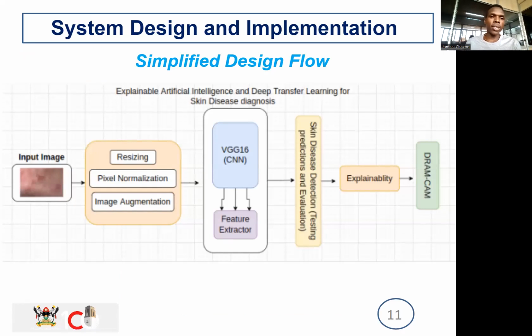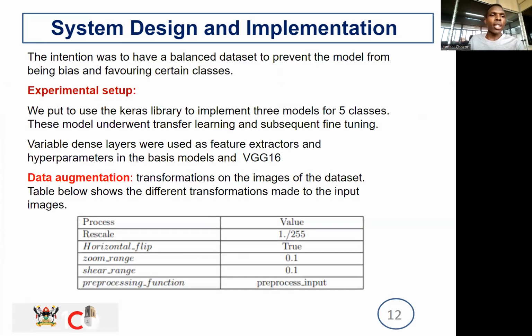So the following image illustrates the process the images underwent. For example, these images underwent resizing, pixel normalization, and image augmentation. And after that process, they were passed through the VGG16, under which we had the concept of feature extraction. And the output of this model was evaluated and passed through an explainable technique called GradCAM, to provide a prediction and explanation.